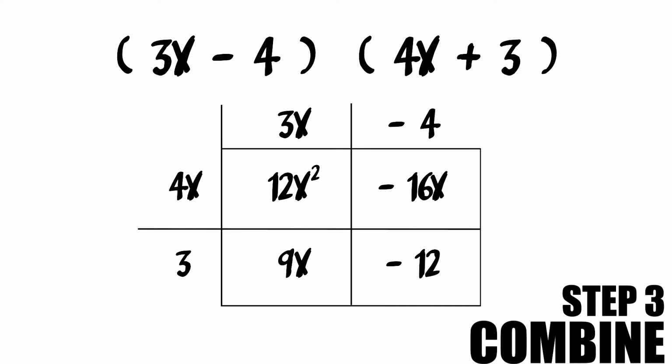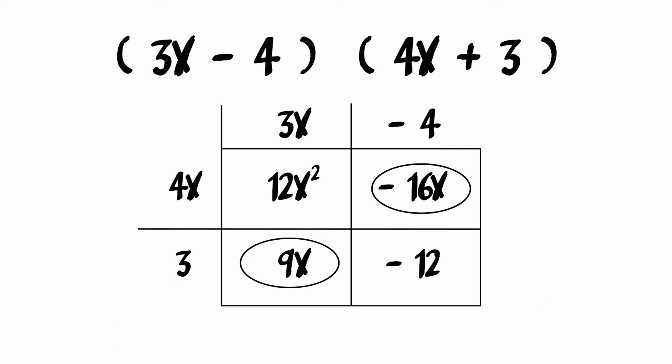Combining our like terms diagonally, the negative 16x and 9x, we get negative 7x. So the final expression will be 12x squared minus 7x minus 12. That seems to be a lot faster than using the other method.